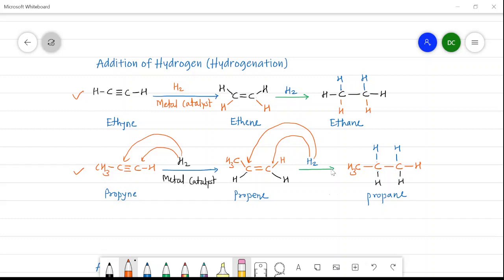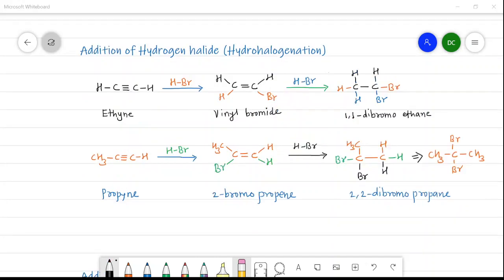Now, the third addition reaction is the addition of hydrogen halide, which is also called hydrohalogenation. In case of addition of hydrogen halide or hydrohalogenation of the alkyne, we have to consider the Markovnikov rule, because this hydrogen halide is an unsymmetrical electrophilic reagent. See the first reaction, ethyne reacts with HBr. Here ethyne is a symmetrical alkyne, therefore here we cannot apply the Markovnikov rule. But in case of propyne, we have to apply the Markovnikov rule. Now see the first reaction. Ethyne when it reacts with HBr, this hydrogen may attach to this carbon or this carbon.